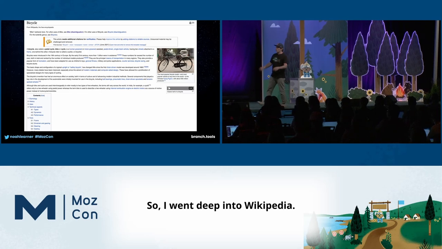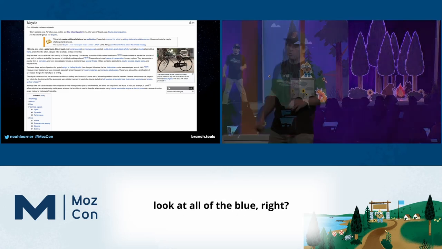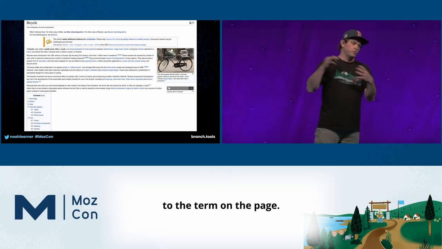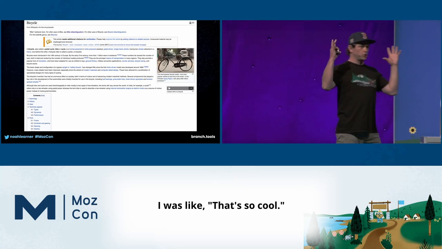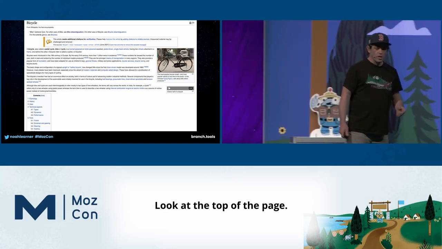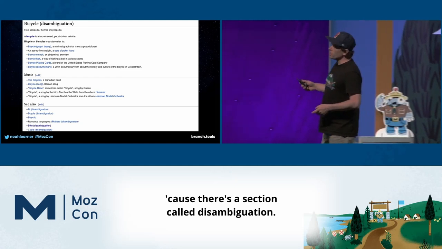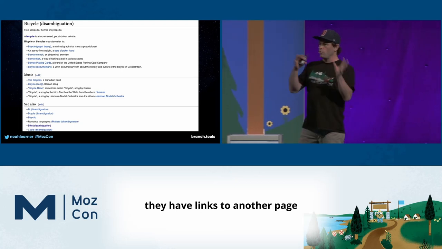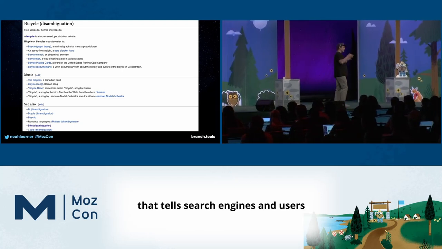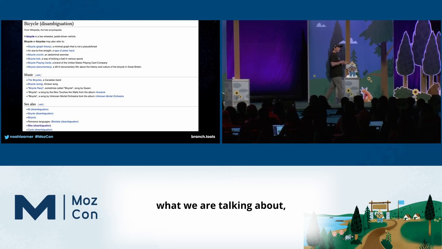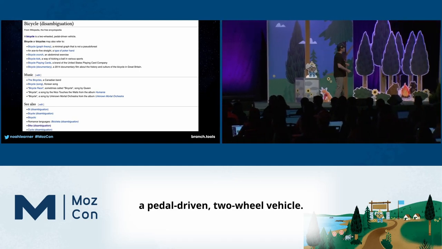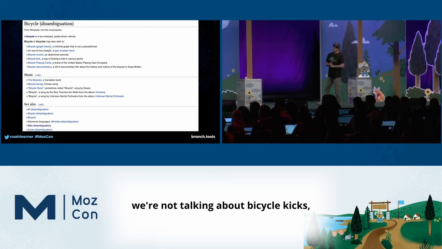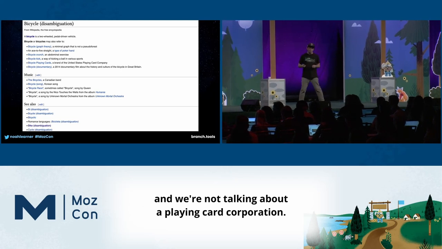So I went deep into Wikipedia. First couple of things that jump off the page. Look at all the blue, right? Those are all of the related topics to the term on the page. I was like, that's so cool. Look at the top of the page. This is really neat too, because there's a section called disambiguation. On every single page in Wikipedia, they have links to another page that tells search engines and users what we are talking about, which is bicycle, a pedal-driven two-wheel vehicle, but we're not talking about bicycle crunch, we're not talking about bicycle kicks, and we're not talking about a playing card corporation.